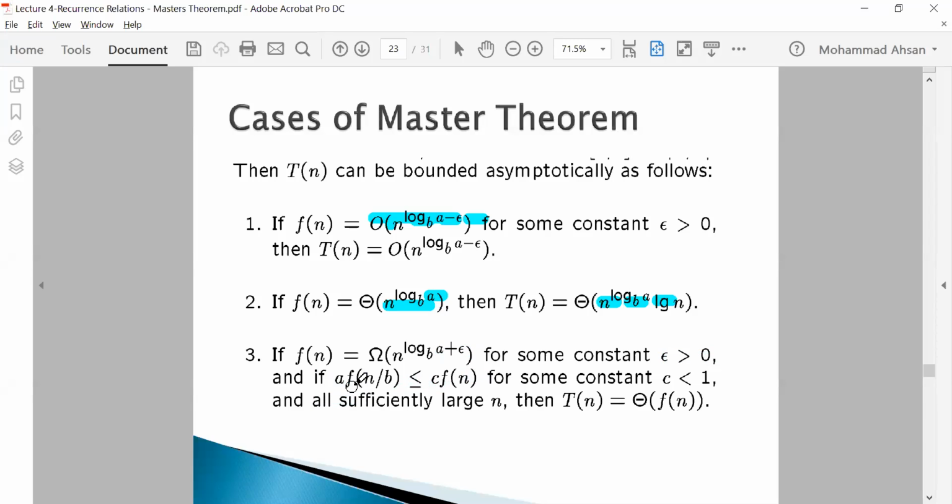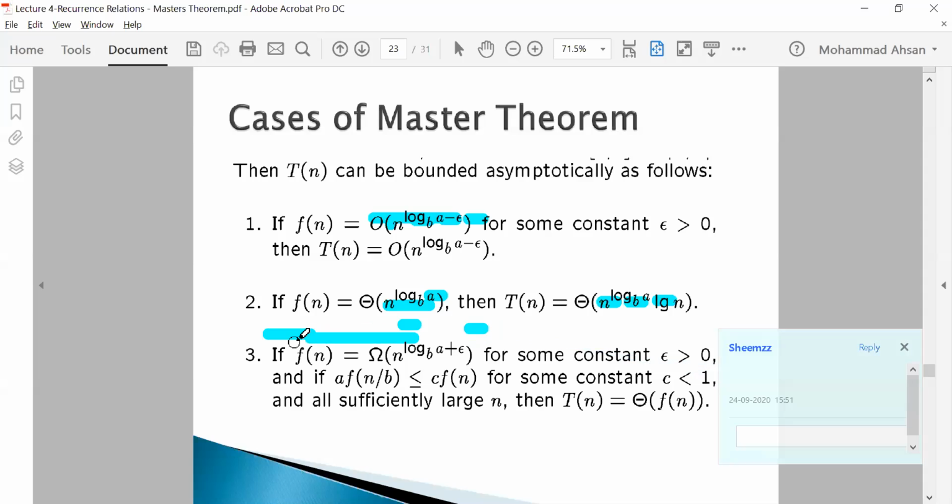So other than checking this part here, you also have to check if this condition is true: a f(n/b) is less than or equal to some constant c into f(n), and this constant has to be less than 1, for all sufficiently large n. Then T(n) will be theta of f(n). So you have to remember this to apply it.